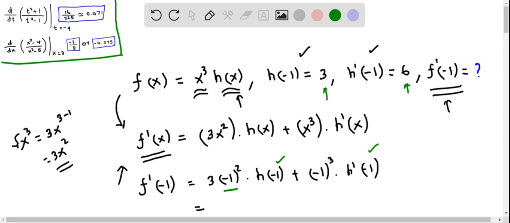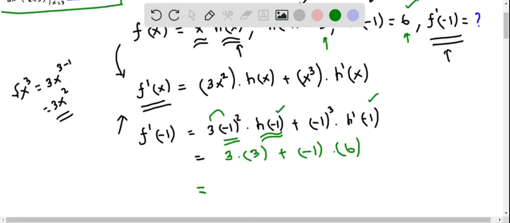Negative 1 quantity squared is positive 1, so this becomes 3 times 1 is 3, multiplied with h of negative 1, which is 3. So I replace h of negative 1 by 3, plus negative 1 cube is negative 1 times h prime of negative 1, which is given as 6. So I replace this by 6. Now we can simplify this. This equals 3 times 3 is 9, and then negative 1 times 6 is negative 6. So this becomes 9 minus 6, and this equals 3. So this is the value of f prime of negative 1.